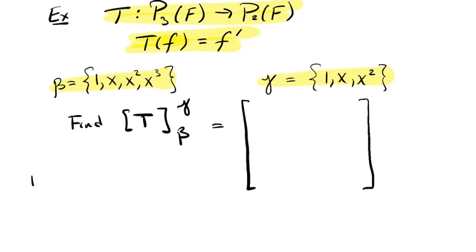Well, you have to take T of, say, your first basis vector. So T is the derivative map, right? So I'm looking at this first basis vector, 1, and I'm taking the derivative of it. Well, the derivative of 1 is 0. If you're going to write 0 as a linear combination of these polynomials over here in gamma, you have to take all the coefficients to be 0.